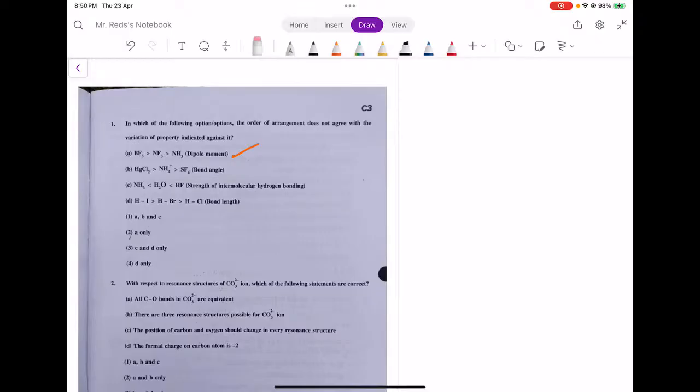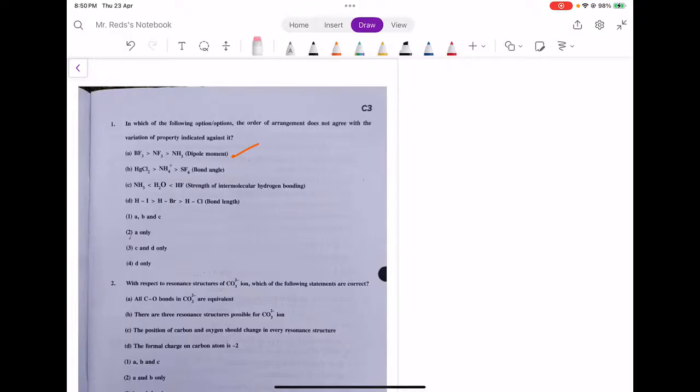Now I am going to discuss today's KCET chemistry question paper. My name is Venkat. I have been working as a lecturer for the last 20 years, since 2005. Okay, let us discuss today's chemistry paper.